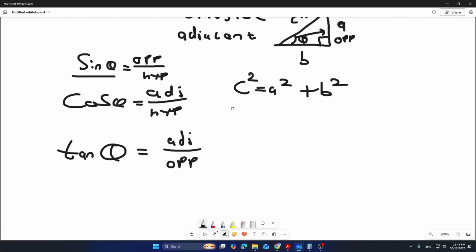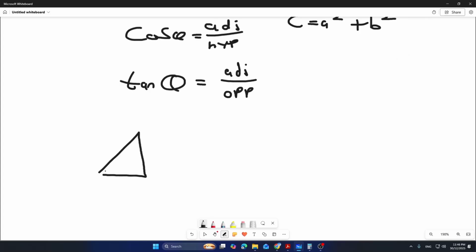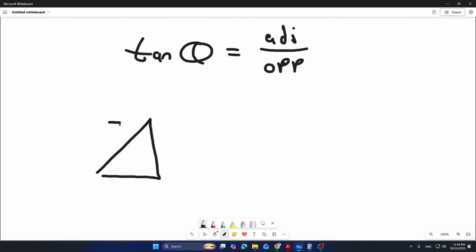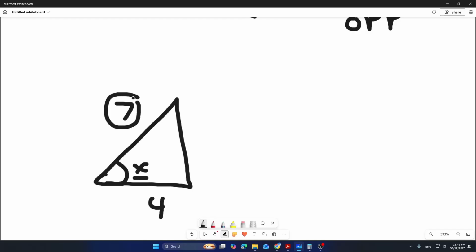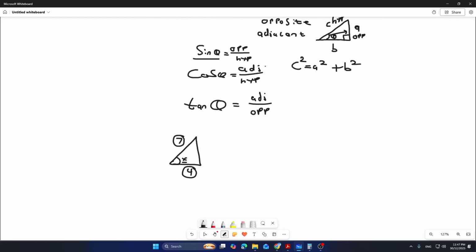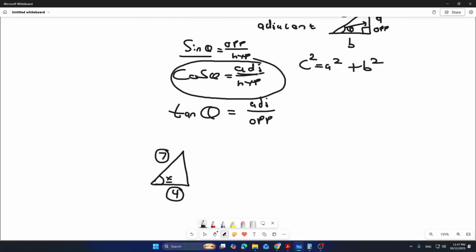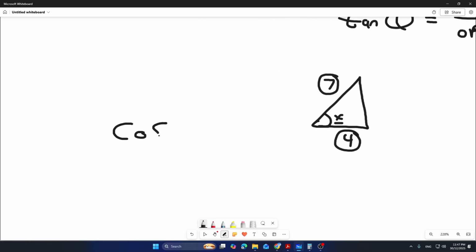Now you're asking what I will use this for. Imagine I have a triangle and I have this side and this side and I want to find this angle. I have the hypotenuse and I have the adjacent. Which one can I use? I'm going to use cos theta because cos theta is adjacent over hypotenuse. I can't use sine theta because I don't have the opposite side. And I can't use tan because I don't have the opposite side. But I can use cos. So cos theta equals adjacent, which is 4, over hypotenuse, which is 7.